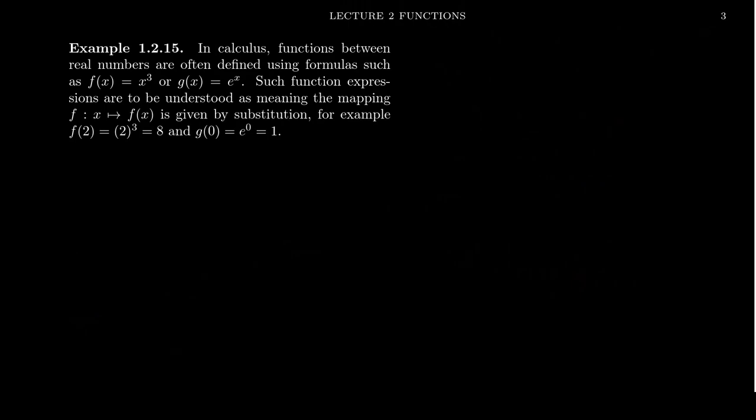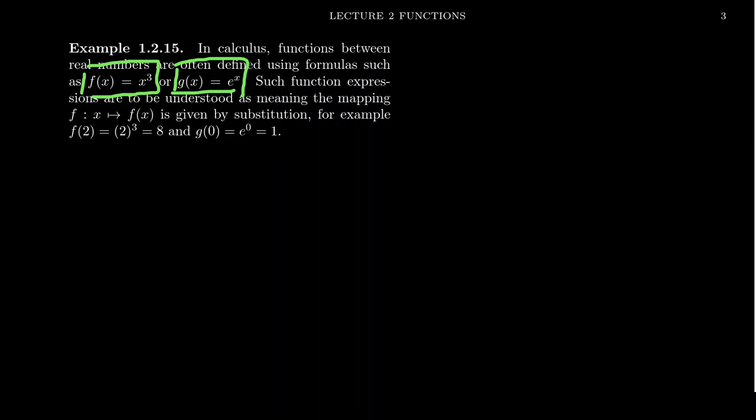Now, I'm going to start off with some examples we might have seen from calculus, because that's probably one of our first exposures, or at least in pre-calculus, to functions. So in calculus, we often define functions using formulas, and this is sort of a poor way of doing it. So we might say something like f of x equals x cubed and g of x equals e to the x. The reason why I say this is a poor way of defining a function is this doesn't specify the domain or codomain of the function, which is an important concept.